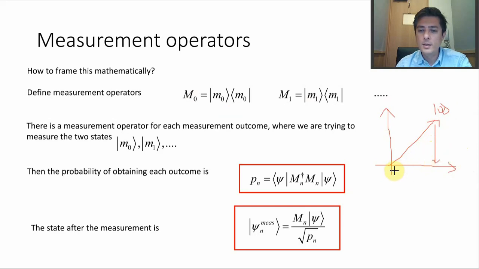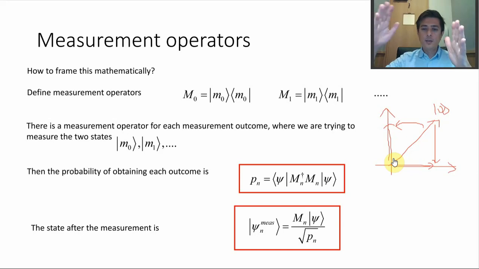So it either changes the vector to this vector which is lying parallel to this axis, or it changes this vector to another vector which is parallel to this one. So it takes it from that vector down to this one, or this vector to the vertical one. So projection operators are something that do something like this. They project the state onto the axes.